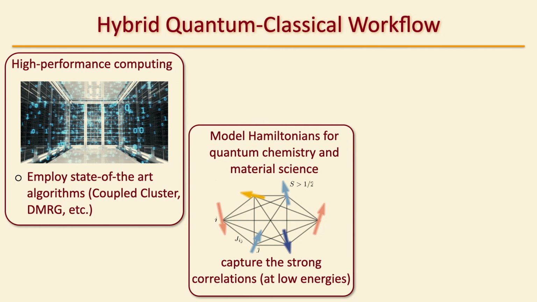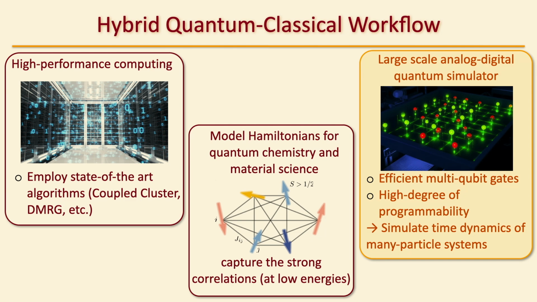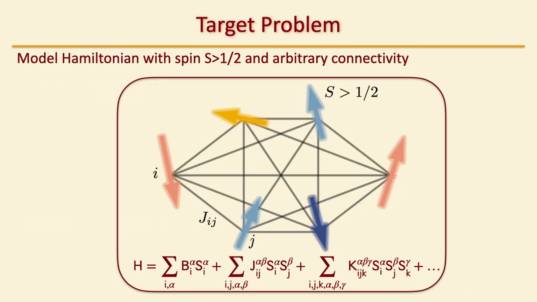In our particular case, these model Hamiltonians are supposed to capture the strong correlations. In particular, we want to do that at low energies because that is what's important for chemistry. Please do note, we are not just interested in ground state energies. We are interested in the full low energy manifold. And then, of course, the new part is the quantum computer, and this is what this work is really about. And at the end, we use all three of them together.